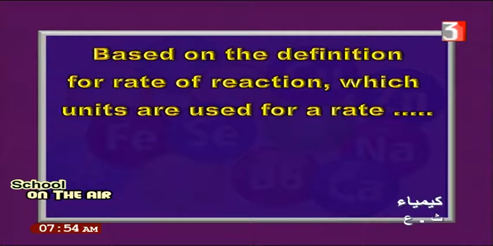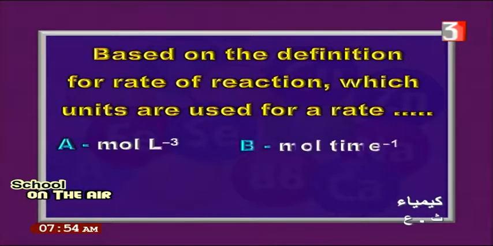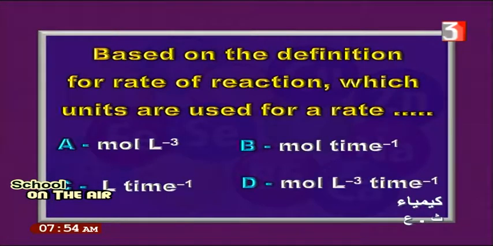Next question. Based on the definition for rate of reaction, which units are used for the rate? Is it mole liter^-3, or mole time^-1, or liter time^-1, or mole liter^-3 and time^-1? We know that the rate of reaction is concentration per time. So we have to choose the unit of concentration over the unit of time. So it will be mole liter^-3, the concentration unit, over the time, which is time^-1.